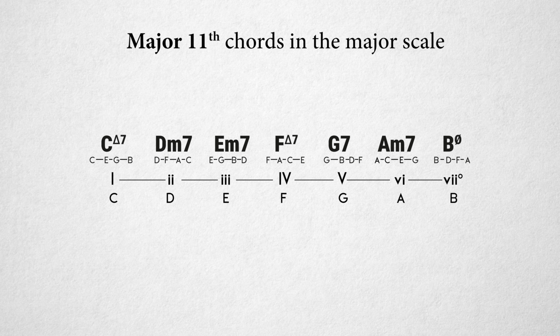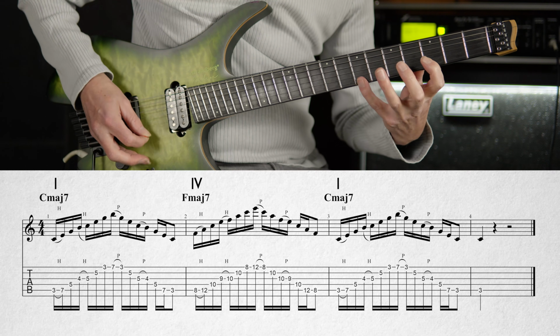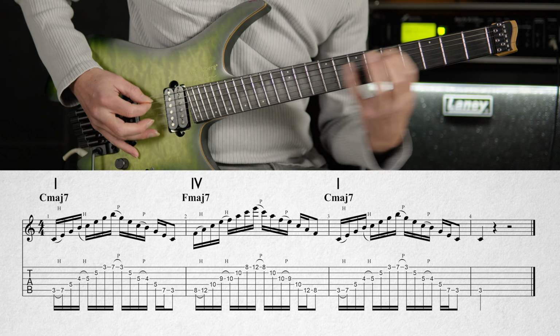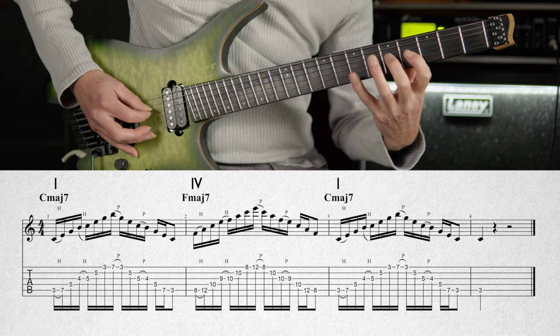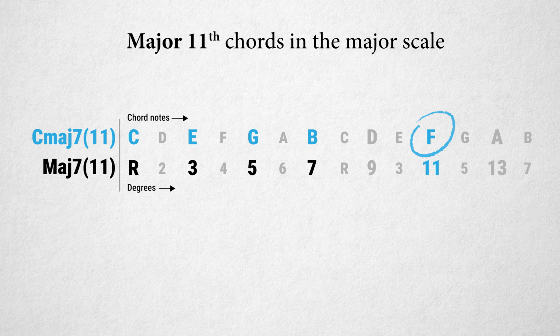In a major scale, we'll find two major 7 chords on the tonic and the 4th degree, the subdominant chord. And both chords are built from a tonic, a major 3rd, a perfect 5th and a major 7th degree. Also, these chords can be extended with an 11th. Adding the perfect 4th to the C major 7 chord will give us the C major 7 11 chord.